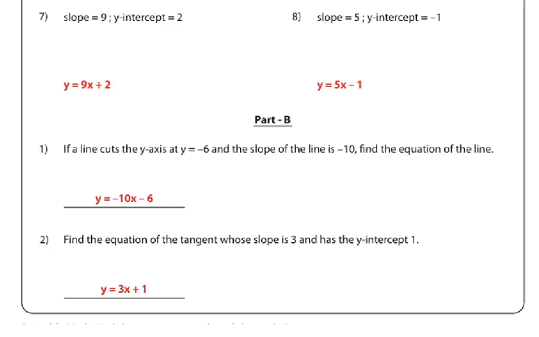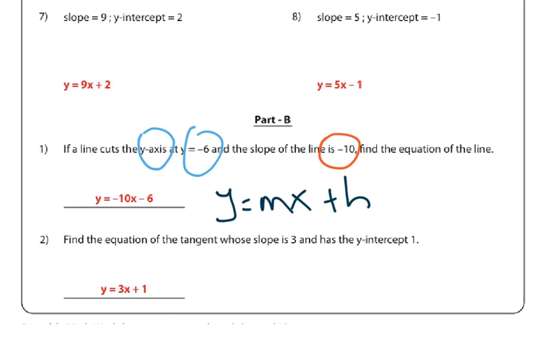Alright, the answers are on the screen, and notice that part B, 1 and 2 were written a little differently, but they're really telling you the exact same information. Let's take a minute and look at them. It says if a line cuts the y-axis, well, that would be the y-intercept at -6, so that's the y-intercept. And the slope is -10, and that would be your slope. Then find the equation of the line. So they just took the numbers and they plugged them in into the appropriate spot for y equals mx plus b.